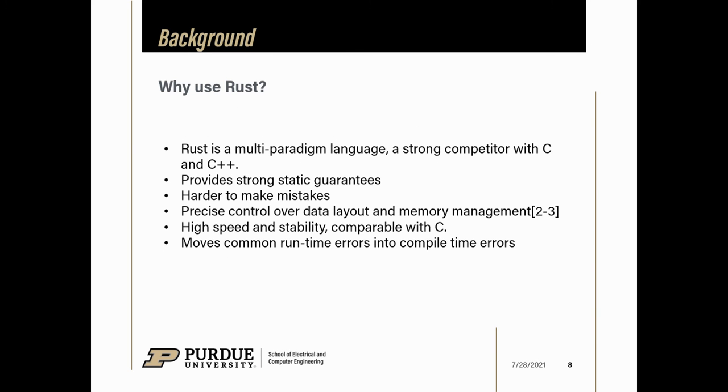Now, why we want to use Rust is because it's a multi-paradigm language and a strong competitor with C and C++. It provides strong static guarantees, and it's significantly harder to make mistakes that are easy to make in C. For example, in C, it's a very common mistake to attempt to access memory that either you do not have access to or does not exist. Rust completely solves this issue. It gives precise control over data layout and memory management, while still retaining a high speed and stability comparable to C.